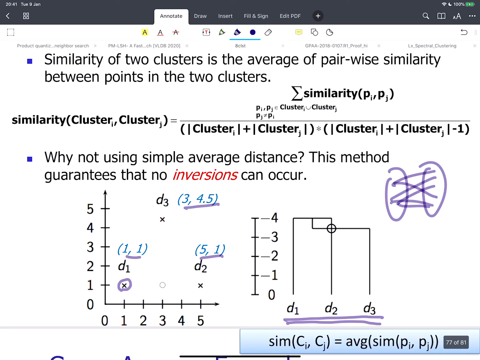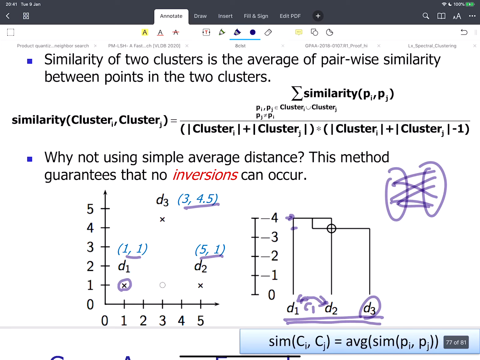If you run the average version, you will see that they choose to merge D1 and D2 first at a distance of 4, and then to merge this cluster C1 and D3, the distance is only 3 point something. So basically, if you draw the dendrogram, it's going to be like this. So this is pretty bad.